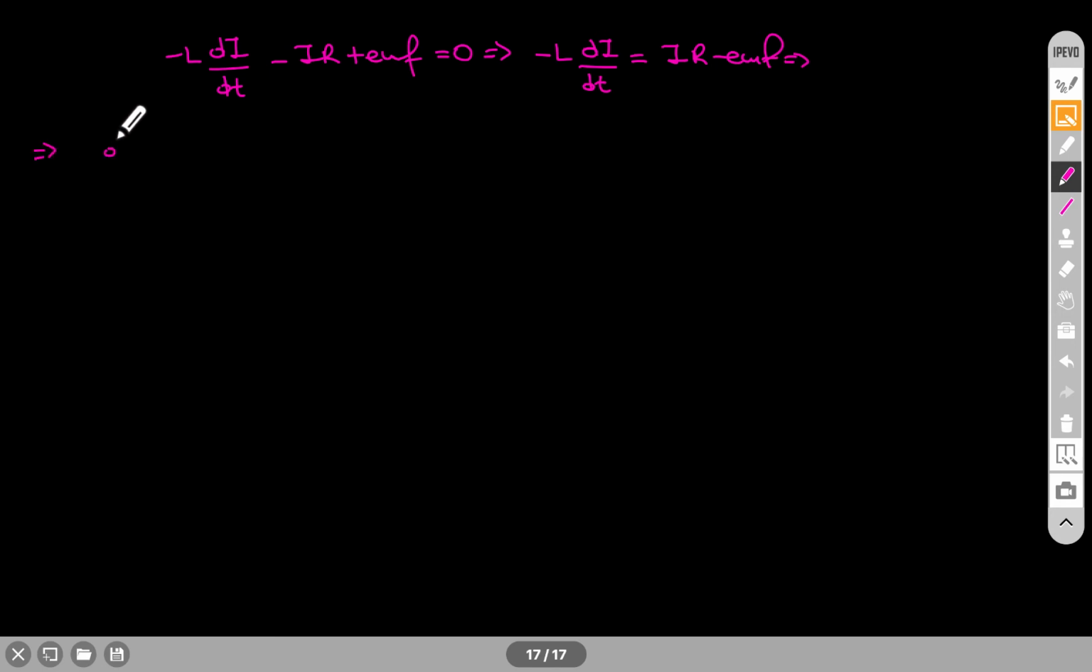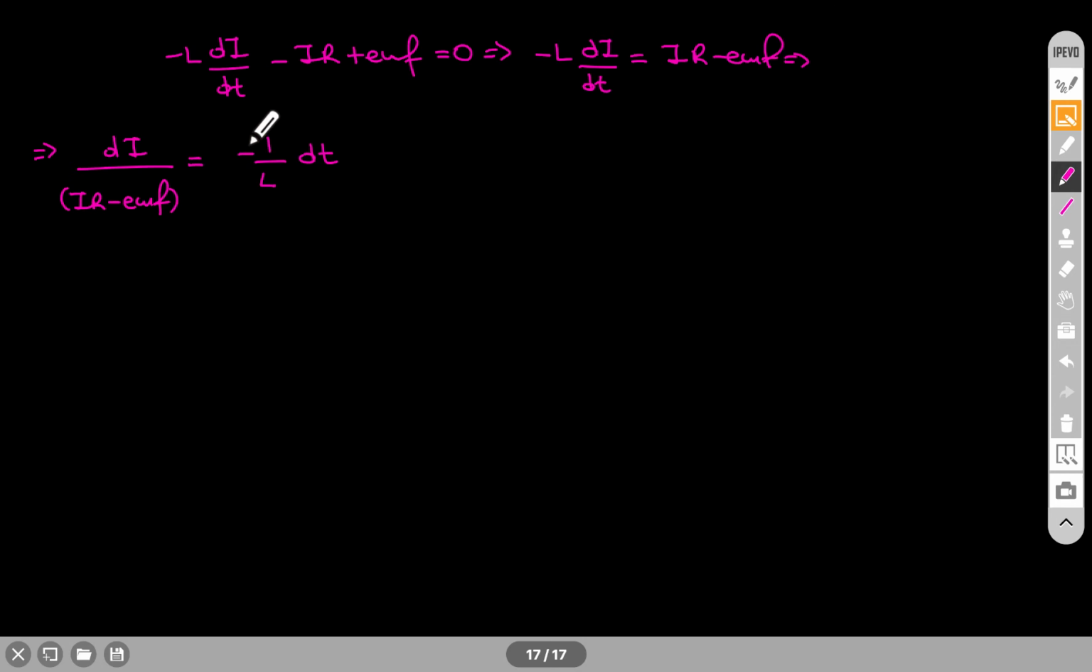Now from here I will have di, and I will divide by IR minus EMF. The reason I do this is that I want to separate the two variables. I have the current and the time, and everything about the current is going to go to the left. Everything about time is going to go to the right. And this is going to be minus 1 over L times dt.